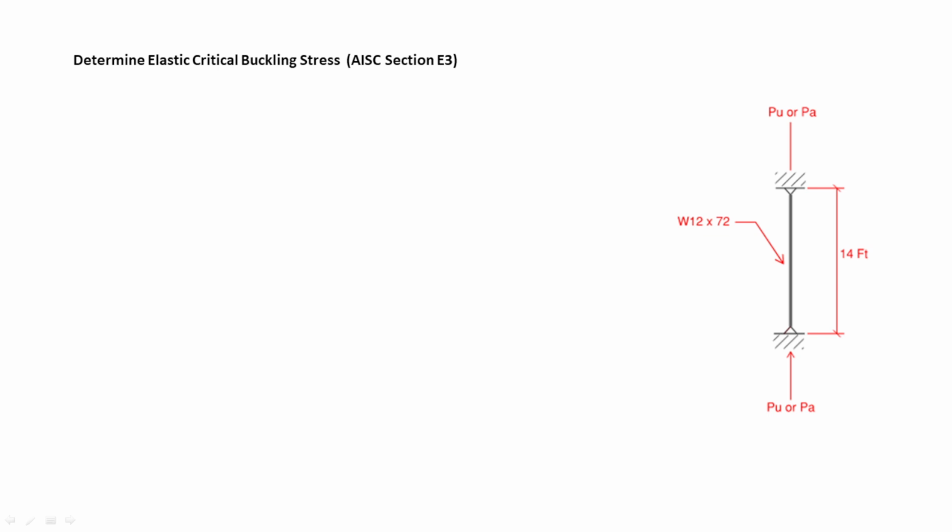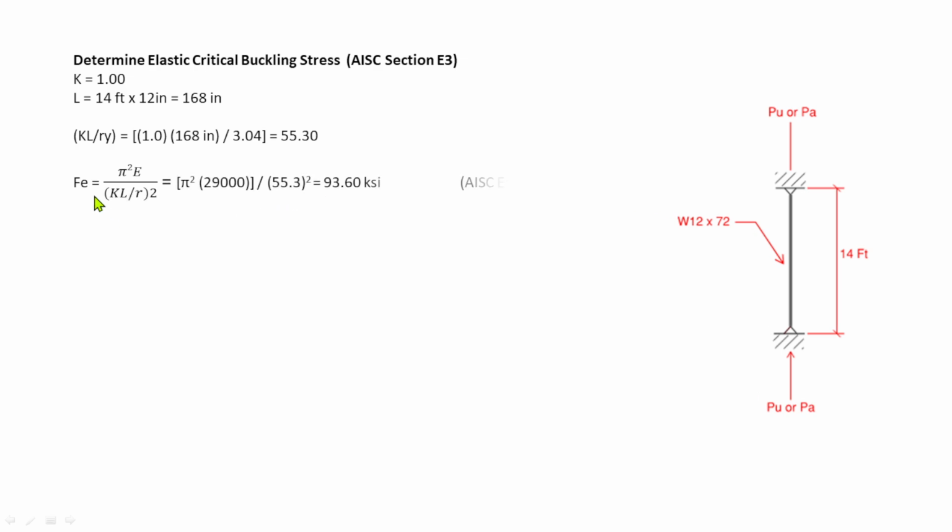So going back to our solution here, we have K equal to 1 because our boundary condition is pin. Our L, the total height of the column, is 14 feet. We'll convert to inches, that is equivalent to 168 inches. So KL over R ratio is equal to 1 times 168 over 3.04, which is equal to 55.3. Then the elastic buckling stress is equal to pi squared E over the KL over R squared.